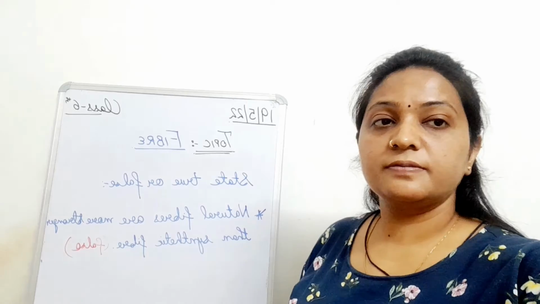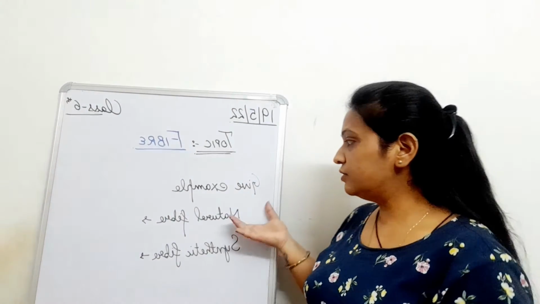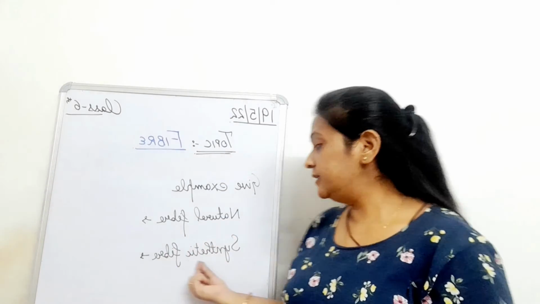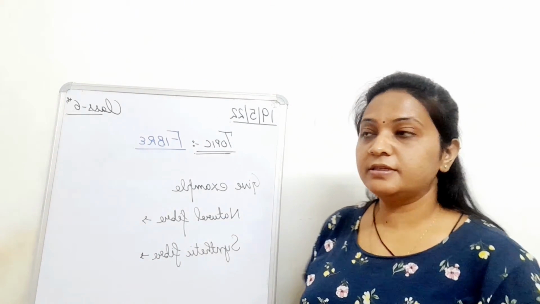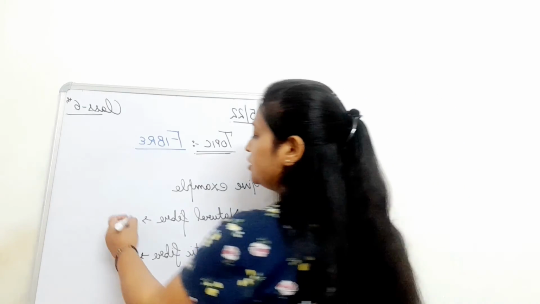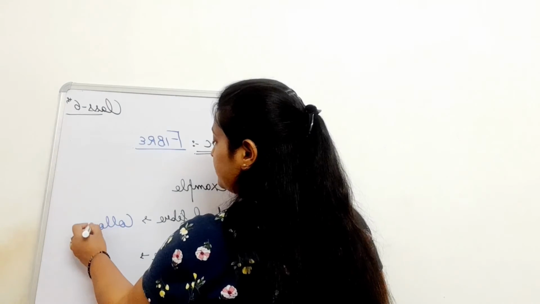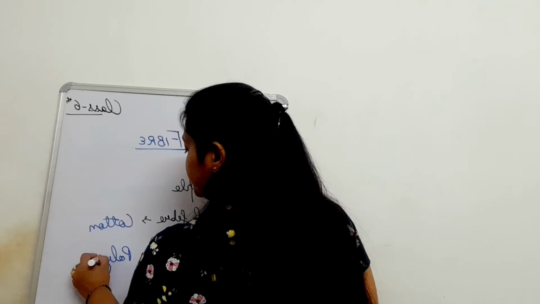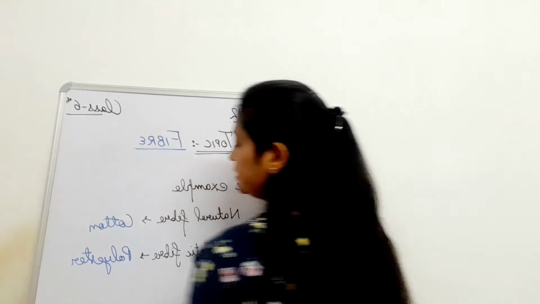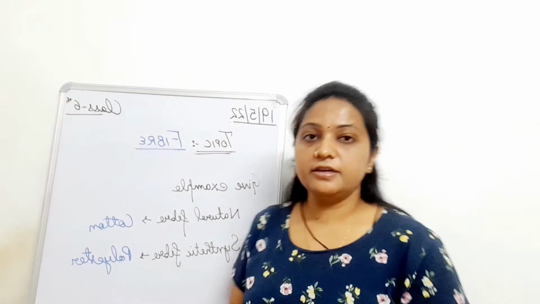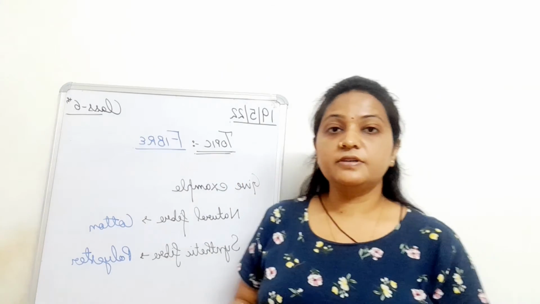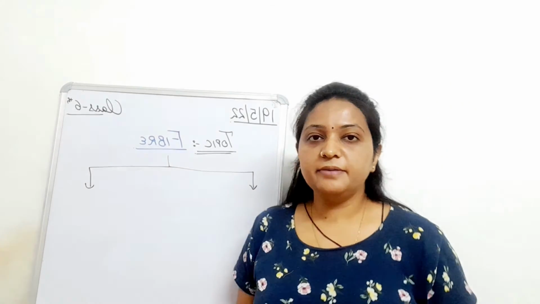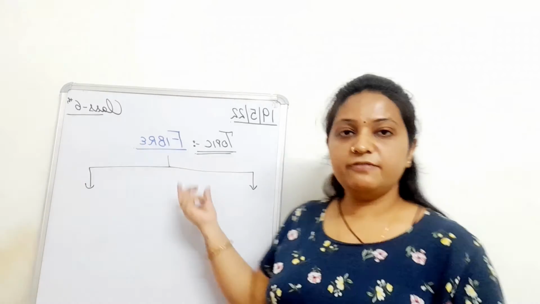Very good, students. The next question in front of you is to give an example of each, natural fiber and synthetic fiber. The natural fiber example is cotton. Very good, students. And what about synthetic? Polyester. Very right, students. So you understood everything. I hope this topic is clear to all of you. So let's recapitulate what we have done in today's class. Can anybody summarize what we have done in today's class?